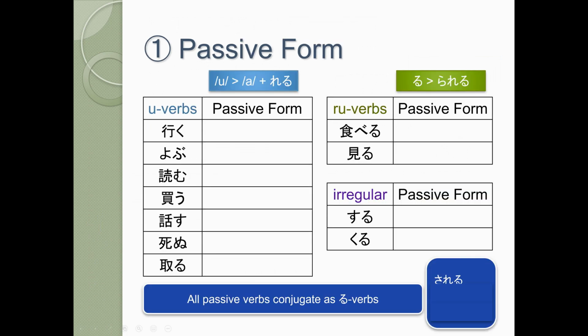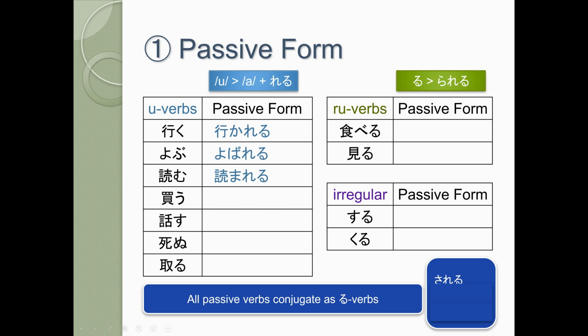So, to make the passive form for u verbs, what we're going to do is change the u sound that we have to an a sound, the way we did with nai form. And then we're going to put on reru. So, iku, we will change to ika, and then add reru. Ikareru. Same with yobu. We're going to change to an a sound and add reru. Yobareru. Yomu, change to an a sound and add reru. Yomareru.